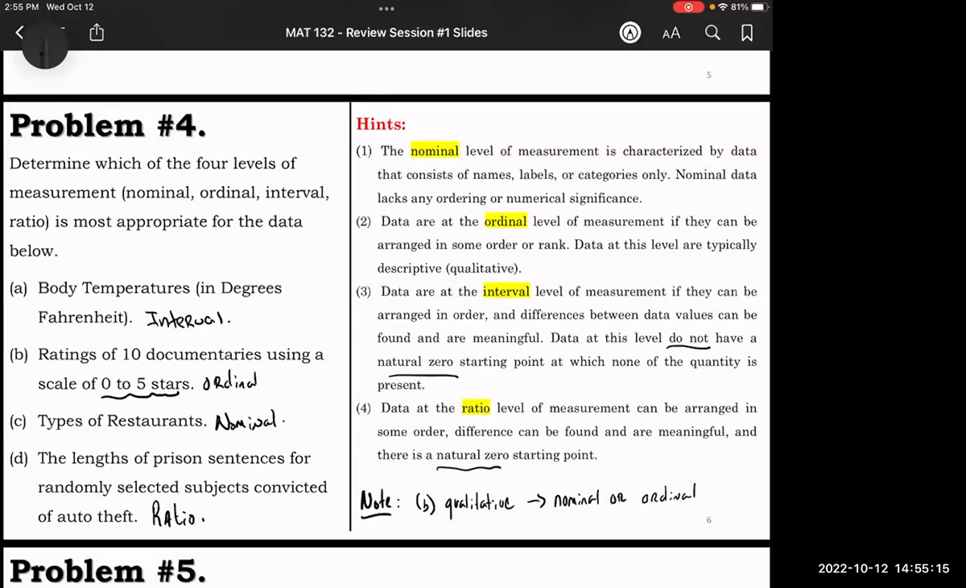So again, nominal is when you're dealing with qualitative data. Ordinal can sometimes be qualitative, namely when you're taking categories and ranking them. Data at the interval or ratio level is quantitative, but just keep in mind that at the interval level there is no natural zero, whereas in the ratio level there is. Are we good? Any questions?